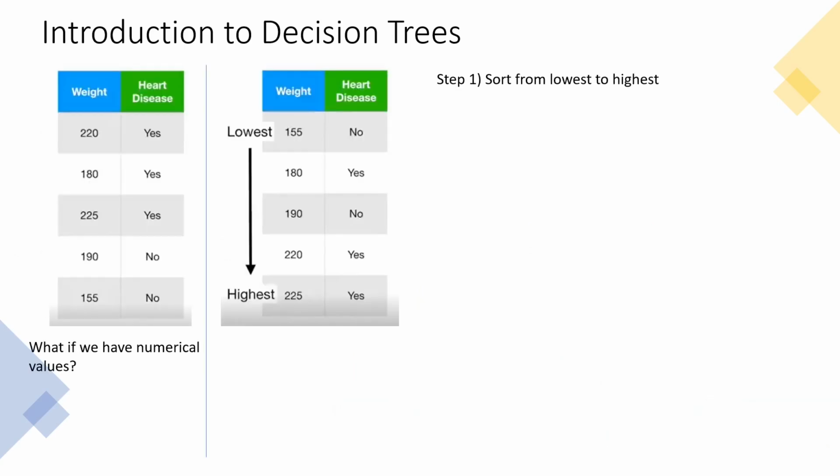So what if we have numerical values, not categories? If, for example, we have the weight of a person, what do we do? Then we first sort all the weights, okay, from lowest to highest.